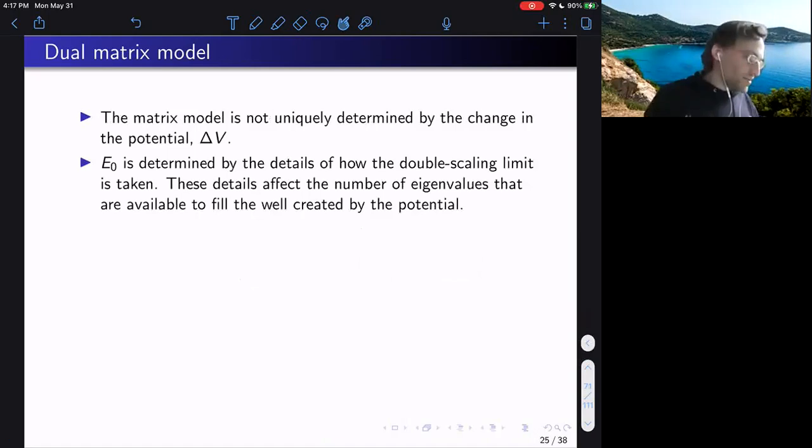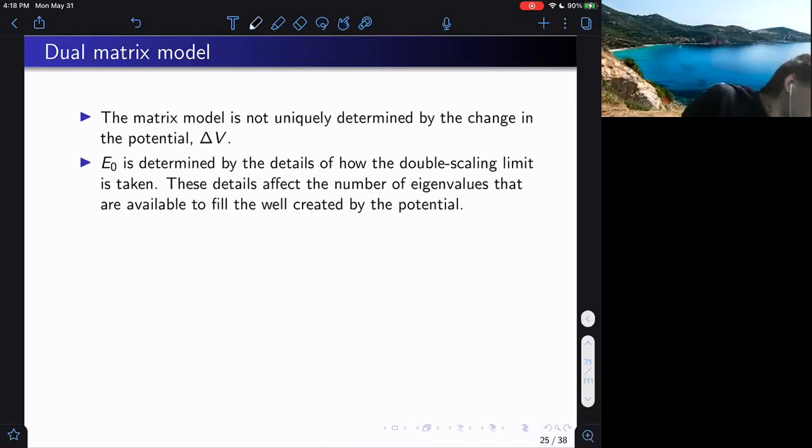In particular, the zero point energy of the spectrum E naught is determined by details of how the double scaling limit is taken. And these details can affect the number of eigenvalues that are available to fill in the well created by the potential. Maybe just to illustrate what I mean, let's suppose that I just consider some matrix model, where the potential is very simple. It just has this potential well, and the eigenvalues will just fill this well, say up to here.